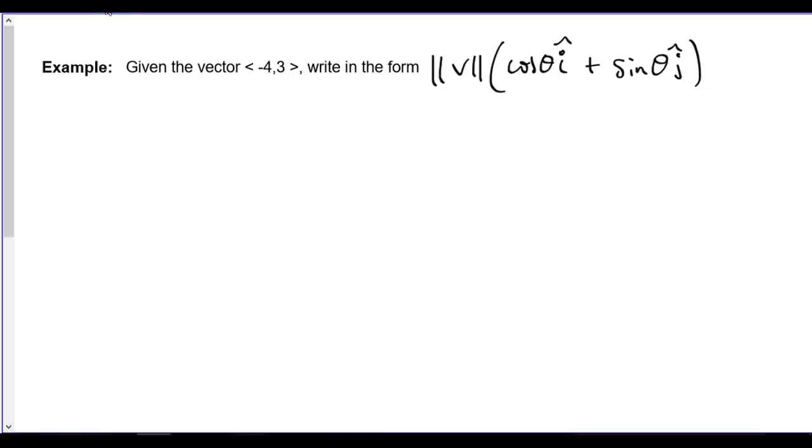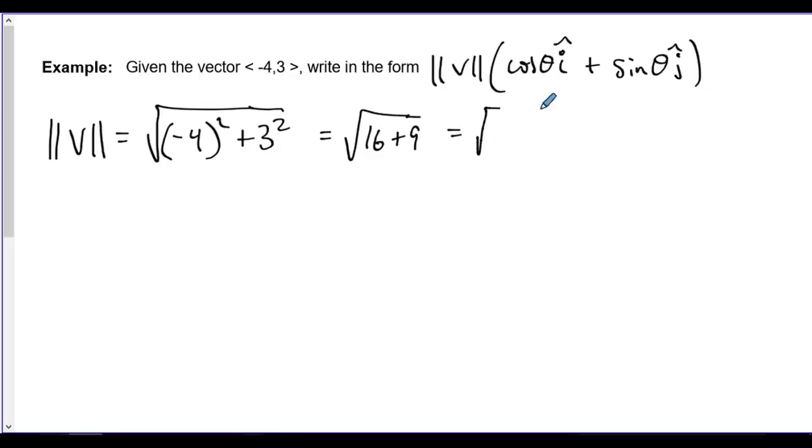So first we need the magnitude. Well, we could do either one first, but I'll do the magnitude first. That's the easiest thing, and it comes right from the distance formula. I'm really finding the distance from the origin to the terminal point, and that's an easy one. Magnitude is exactly 5.